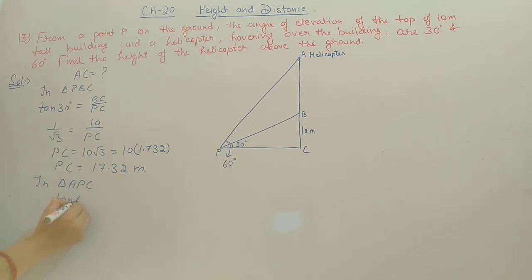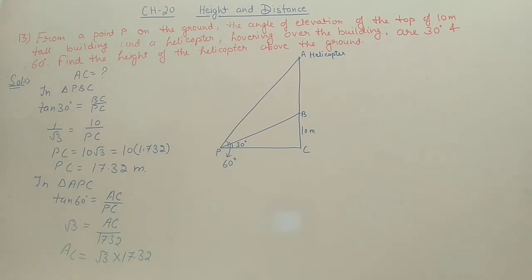tan 60 is equal to height, here AC, by base PC. So the value of tan 60 is root 3. Height AC we don't know, so we write AC here, and PC we have calculated as 17.32. Shift this to the other side, so you will get AC is equal to root 3 into 17.32.